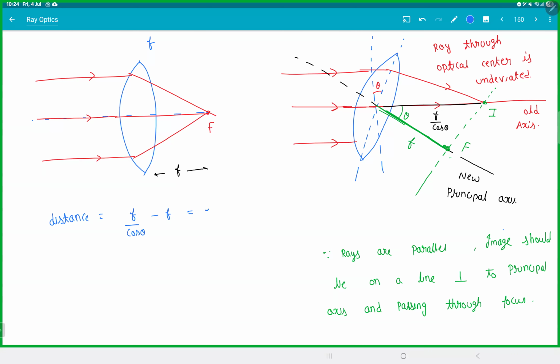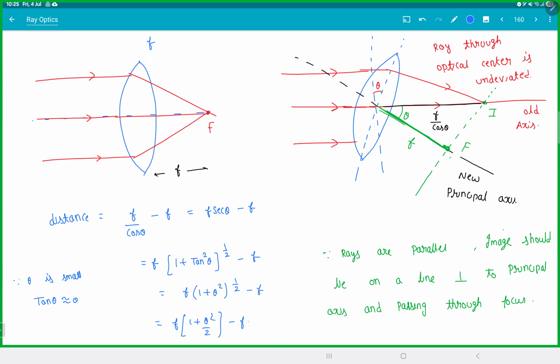Then I didn't understand what to do. This is f sec theta minus f. This can be written as f into (1 plus tan square theta) whole power half, minus f. Since theta is small, tan theta is approximately theta. This will be f into (1 plus theta square) whole power half, minus f. And I can also use binomial approximation since theta is small. F into (1 plus theta square by 2) minus f. The answer is f theta square by 2.